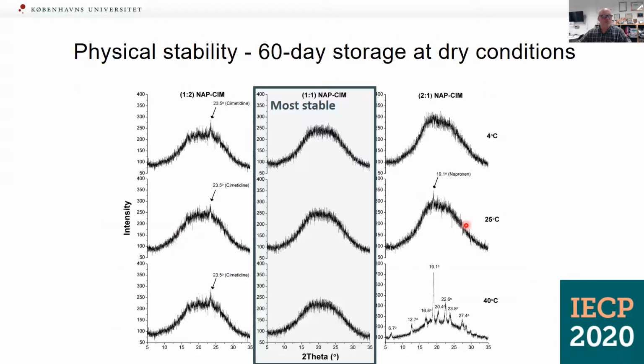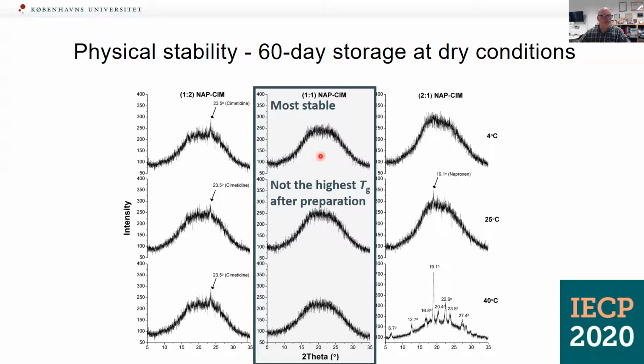If then, on the other hand, we wait, and here, for example, we did a 60-day storage study at dry conditions, we see that in the 1:2 and 2:1 system, the excess component starts to crystallize. So in this case, this would be cimetidine, and this is a peak here coming from cimetidine, and here it would be the naproxen, and here we can see the naproxen peaks coming at different storage conditions differently fast. However, the 1:1 molar ratio was stable. It was the most stable at all storage conditions for the longest time.